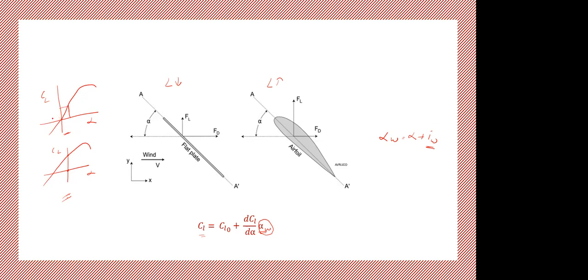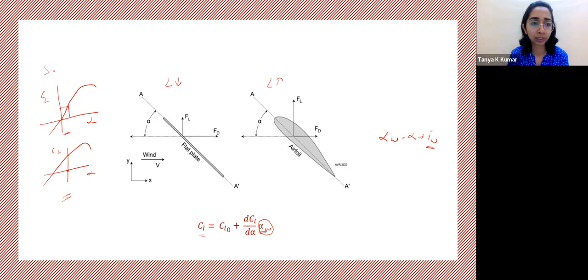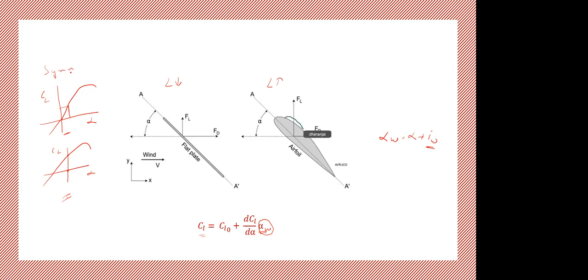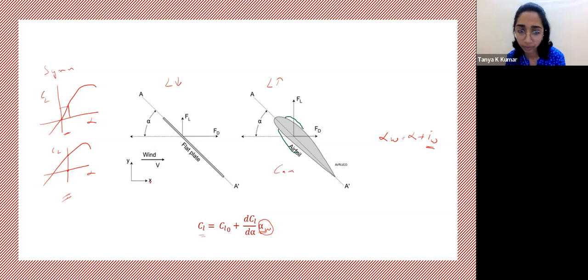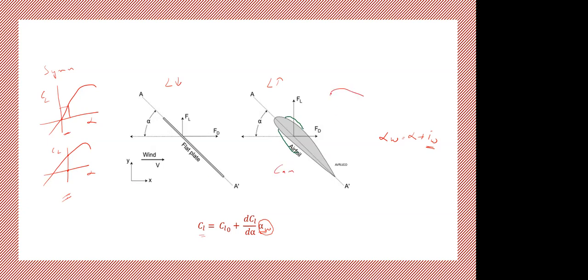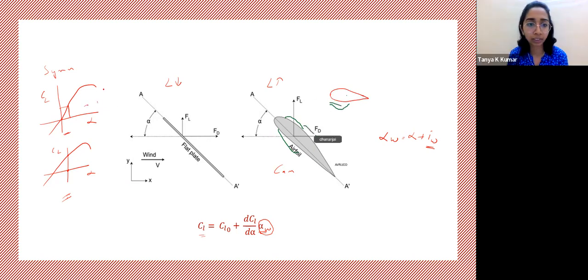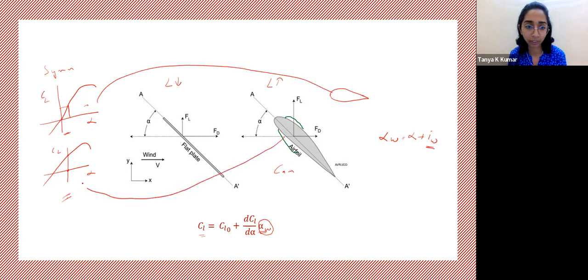Ma'am, I was asking in the case of symmetrical versus cambered. There is a difference between the cambered upper side and the lower side. Yes, this is a cambered airfoil, and this one is symmetrical. What was your question exactly? Which will be better, this one or this one? This graph is associated with the symmetric airfoil, and this graph is associated with this one.